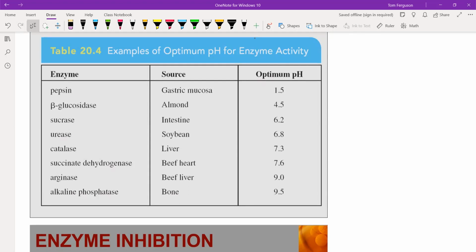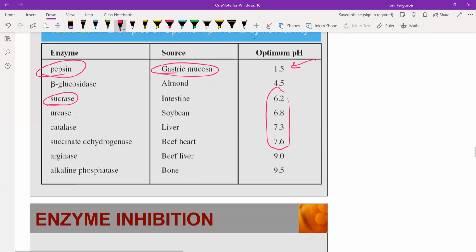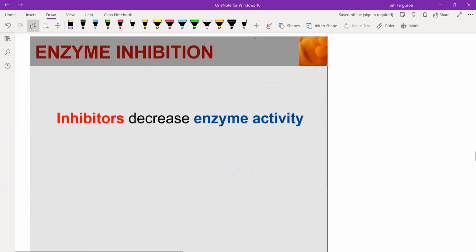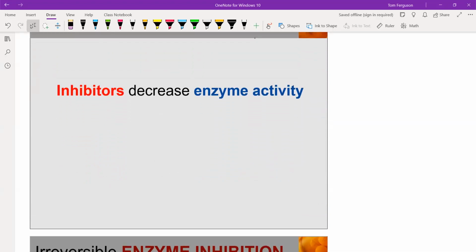Here's a series of, here's good old sucrase we just talked about. You can see most of the time we're looking at around physiological pH of around 7-ish. Talking about stomach stuff, pH of 2 or so. So the enzymes are very, very, very sensitive to pH changes. Okay.